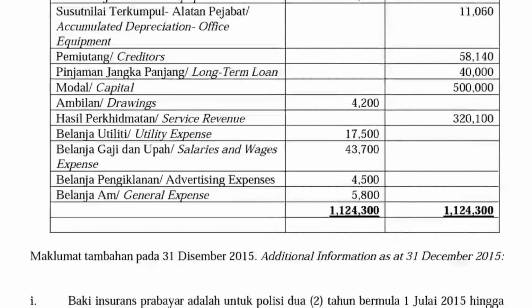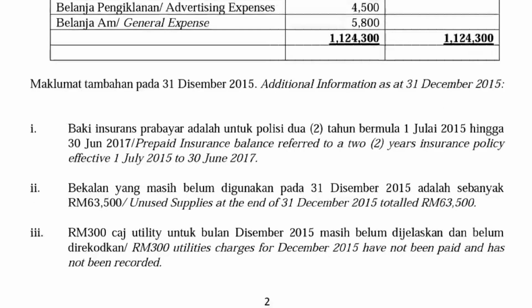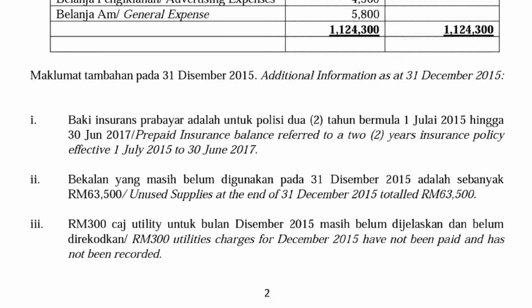Okay, see. Information 1. Prepaid insurance balance referred to a 2 years insurance policy effective 1st of July 2015 to 30th of June 2017. So using this additional information, you have to do the adjusting entry. So remember the purpose of doing adjusting entries. The main purpose of doing adjusting entries is to follow the matching principle.